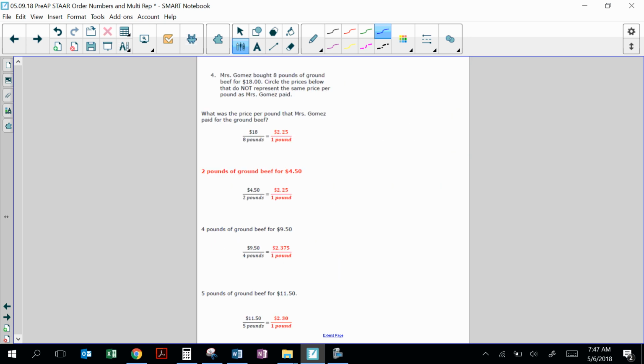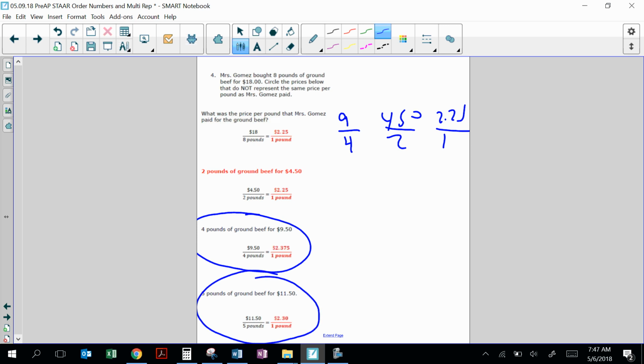Number 4. What was the price per pound that Mrs. Gomez paid for the ground beef? So she spent $18 for 8 pounds. You can simplify that to $9 for 4 pounds, $4.50 for 2 pounds, $2.25 for every 1 pound. So which of these, circle the prices below that do not represent the same price? So which one does not equal $2.25 per pound? This one and this one, the last two.